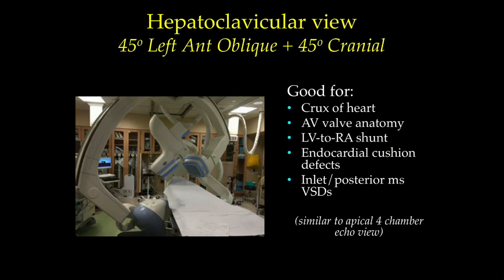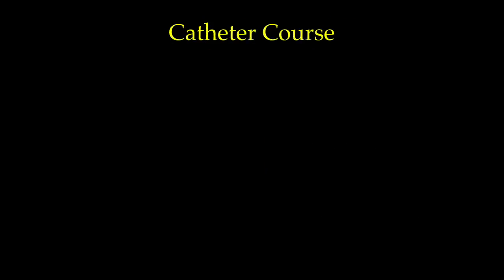And then the last one is this hepatoclavicular view. That's basically 45 degrees left anterior oblique. If this is 0 and this is 90, it's halfway between them, and then you go 45 degrees or pretty far cranial, and that gives you a nice view of the atrioventricular valve anatomy, so inlet VSDs, basically the crux of the heart. If you wanted to see an LV to RA shunt, or any of those areas of the endocardial cushion, that's the view for it. Okay.